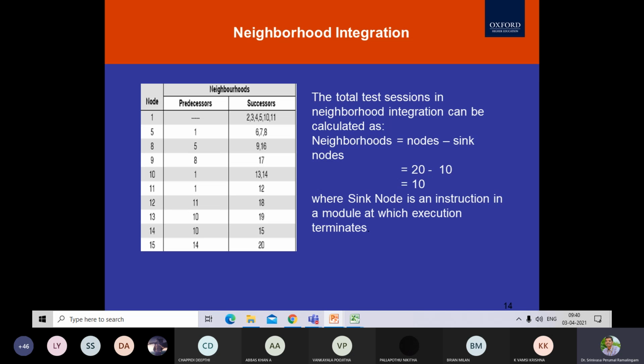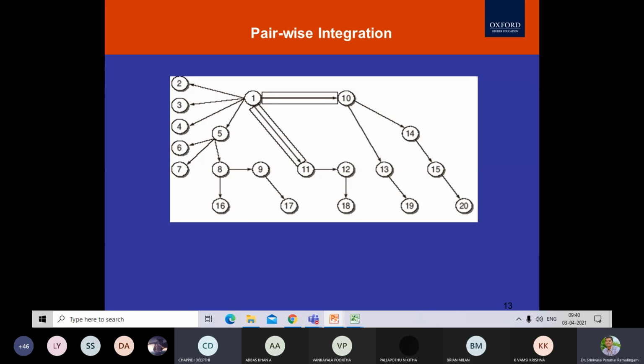Are you clear? Sir, we had seen only 9 sync nodes. What are they? 1, 5, 8, 9, 11, 10, 12, 13, 14, and 15. Sir, how can 11 be a sync node? There is no successor. You see that 11 goes to 12 and 12 to 18. Okay, fine, sir. Sorry, sir. Okay, 10 sync nodes.